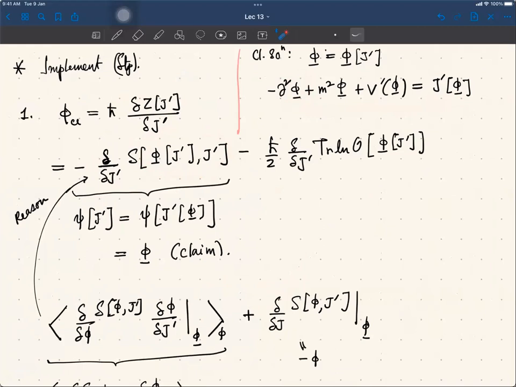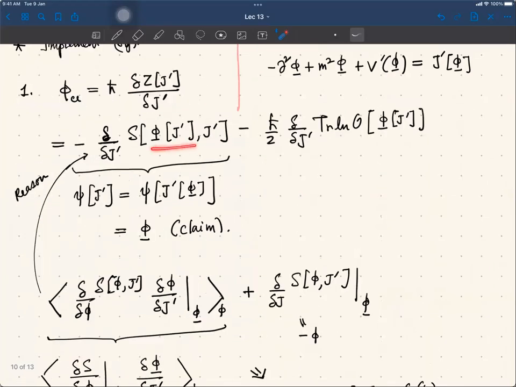But when you do take this derivative and get this psi of j prime, then replace j prime by this equation, you are supposed to get back phi lower bar. This is what this argument shows. So this is a shortcut trick.